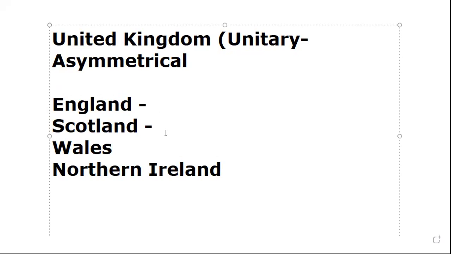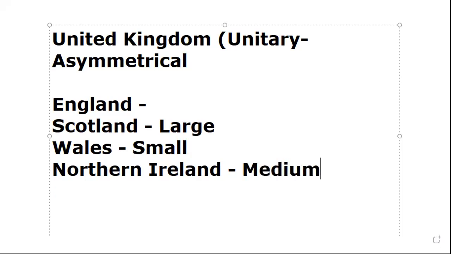So they have been given a large amount of power. Wales, not so much. Wales people don't really care much. They are sort of okay being a part of the UK. So they are given a small amount of powers. Northern Ireland, somewhere in between. They are interested in taking power, but they are not as intense as the Scottish people. So they are given medium. These look like t-shirt sizes, large, small, medium. But that's how it is going. It is asymmetrical, where Scotland, Wales, and Northern Ireland receive different levels of power.